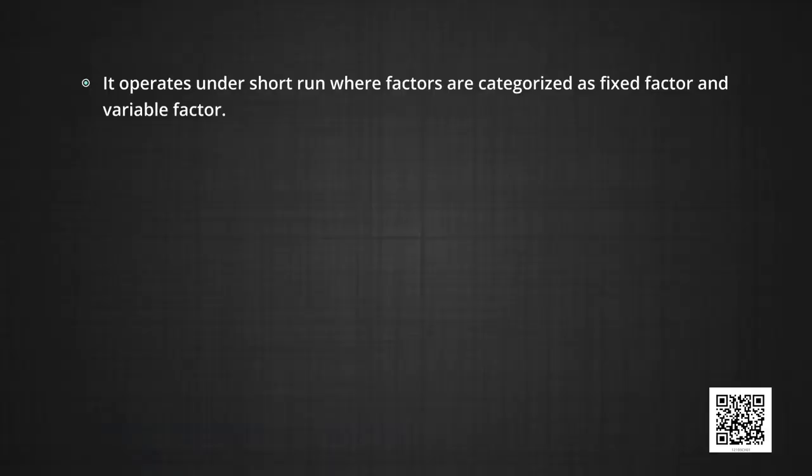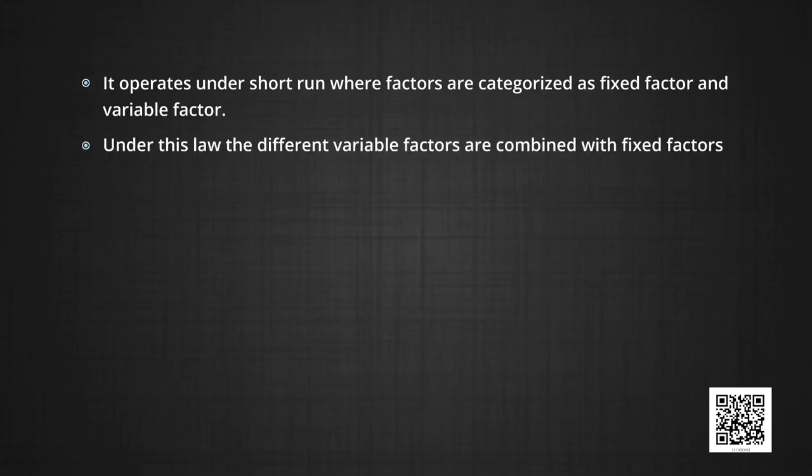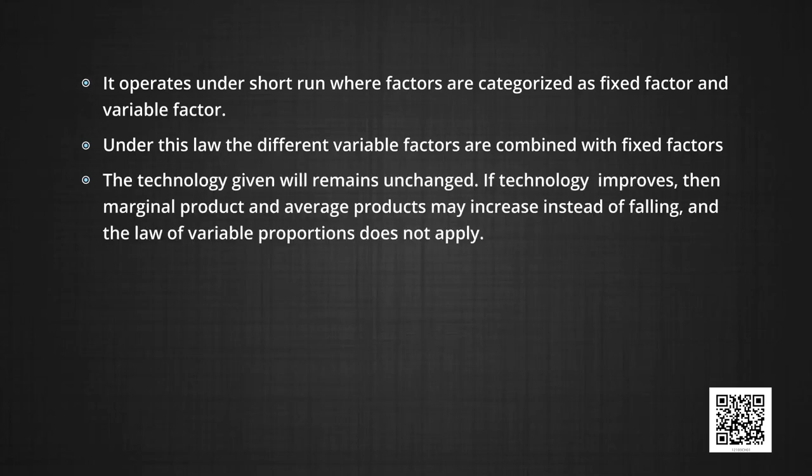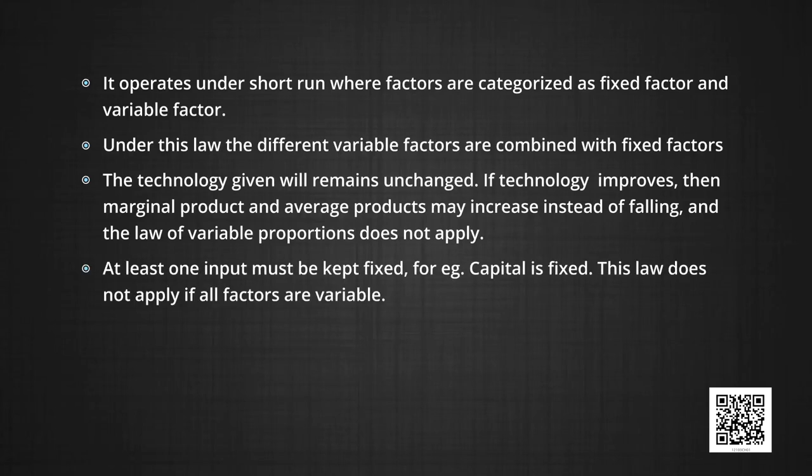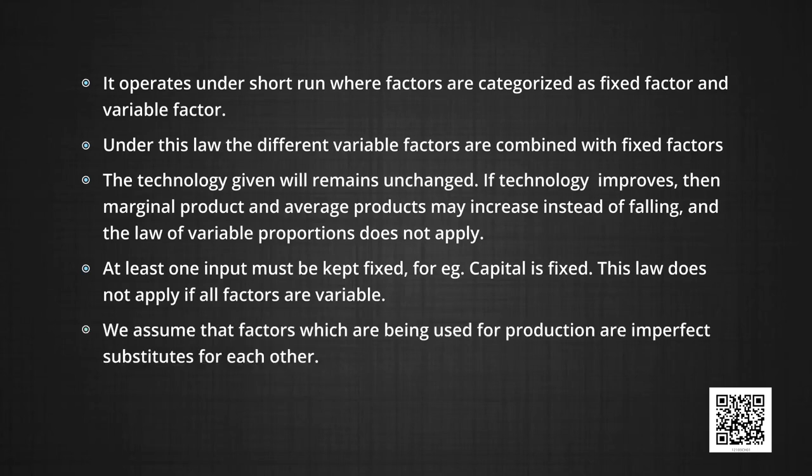First, it operates in the short run where factors are categorized as fixed and variable factors. Under this law, the different variable factors are combined with fixed factors. The technology given remains unchanged. If technology improves, then the marginal product and average product may increase instead of falling, and the law of variable proportions will not apply. At least one input must be kept fixed. For example, capital is fixed. This law does not apply if all factors are variable. We also assume that factors which are being used in production are imperfect substitutes for each other.